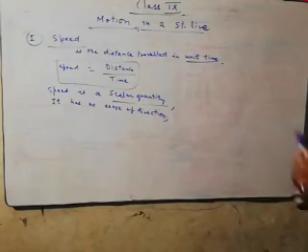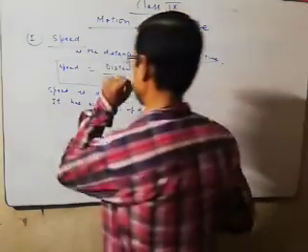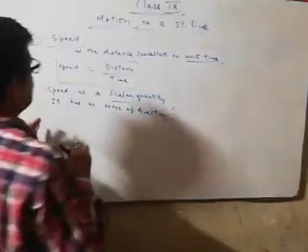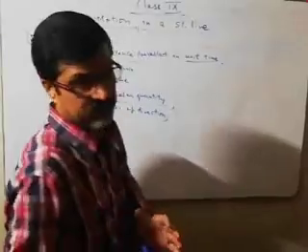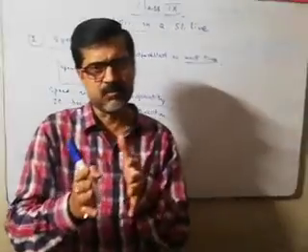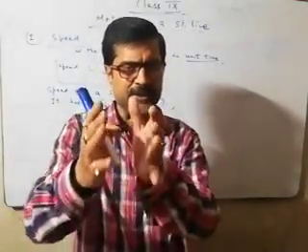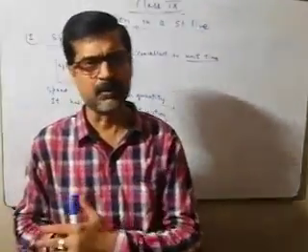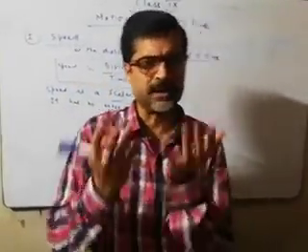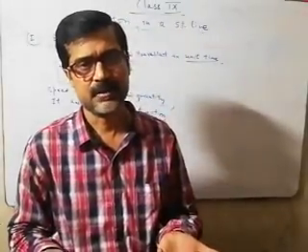So it has no sense of direction. That is very important. So in any direction, if a bus is moving towards north with 40 km per hour, and again towards south with 40 km per hour, then the speed of the bus is 40 km per hour.